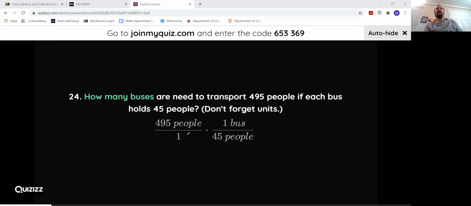What would simplify out in this equation? What unit would simplify out? Do we see it? The people? Yeah, the people, right? I got a people on top, I got a people on bottom. One of them's on top, one of them's on bottom. I got no more people here. So the people simplify out and I'm left with the unit of bus. So that's why I'm saying buses.